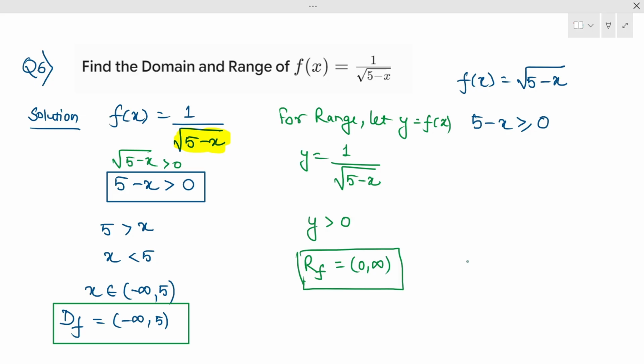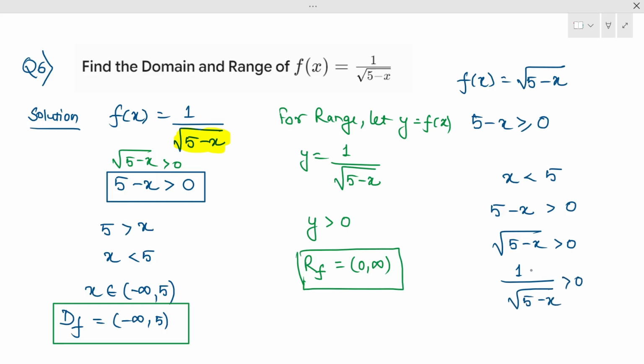One more way to do this is, you can think of it like this: x is less than 5, which means 5 minus x should be greater than 0. So square root of 5 minus x is always positive, and 1 by square root of 5 minus x is always positive, and this is basically y. So y is positive, right? This is how we can find out the domain and range.